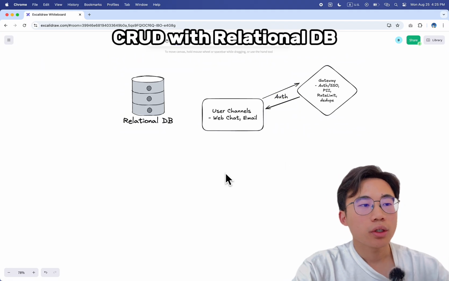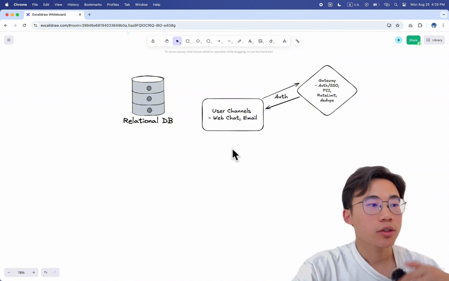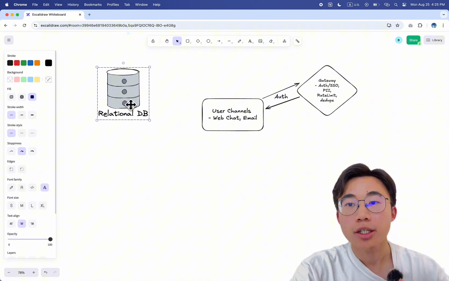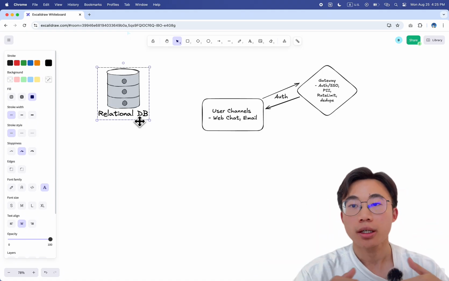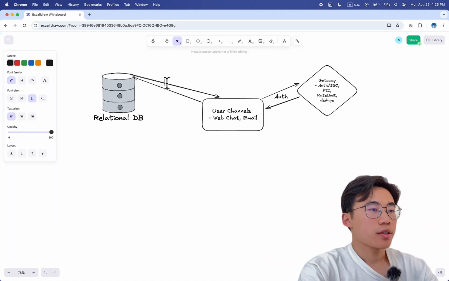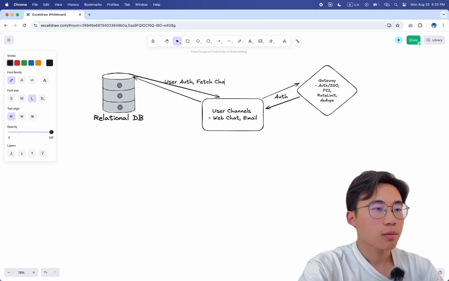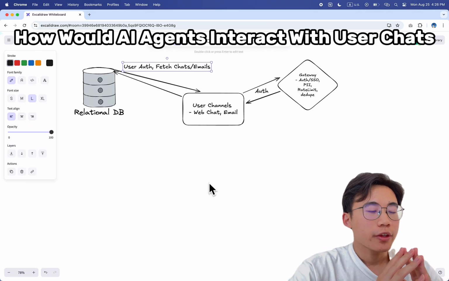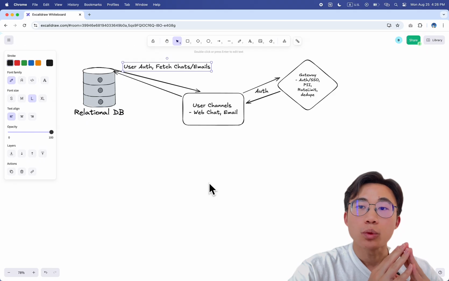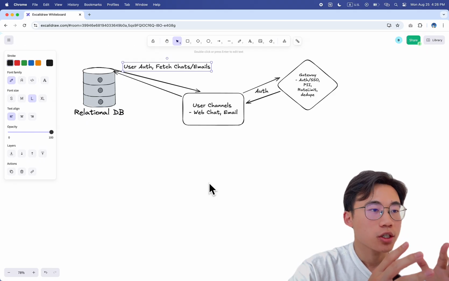And also, in order to load the previous chats and emails, we need to query our data from a relational database. Remember, we talked about the rectangle data tables. So what happens here is basically user auth, then fetch the chats and emails. Okay, we're going to start thinking about how the agent would help with these conversations from customers.